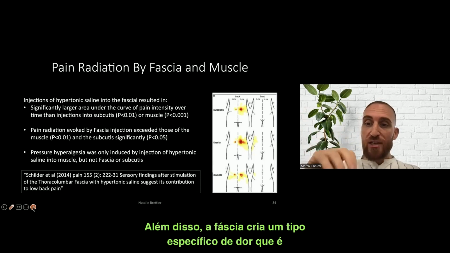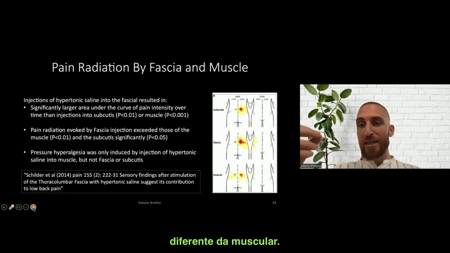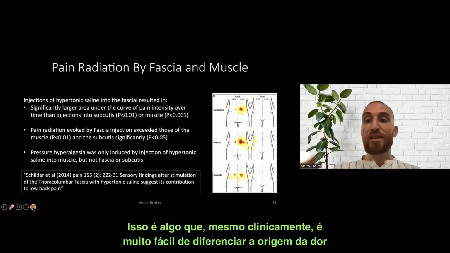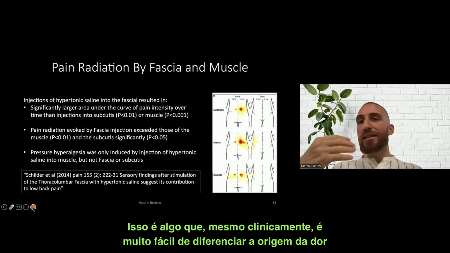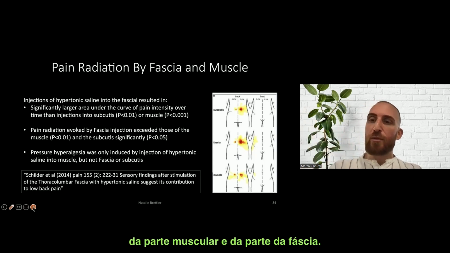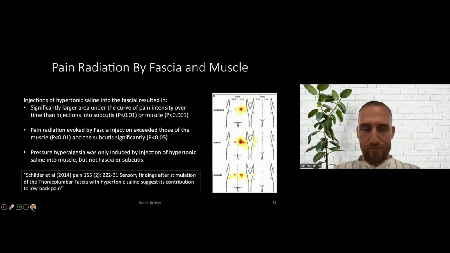And also the fascia creates a specific type of pain that is different from the muscle. This is something that even clinically is quite easy to differentiate, the two types, the origin of the pain from the muscle part or the fascial part.